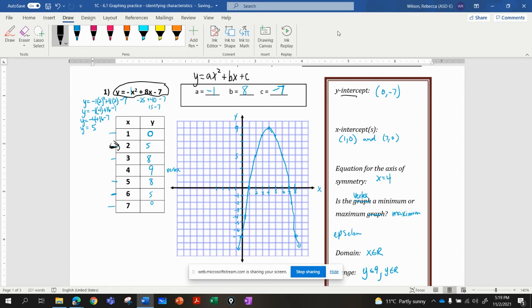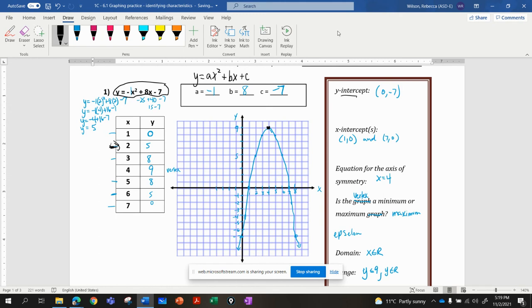It's also always the x value of the vertex. So remember, our vertex is our highest or lowest point, depending on the way the parabola is drawn. In this case, the vertex is 4 comma 9. So my axis of symmetry is x equals 4. Is the vertex a minimum or a maximum? It is a maximum because it is the highest point on that graph.